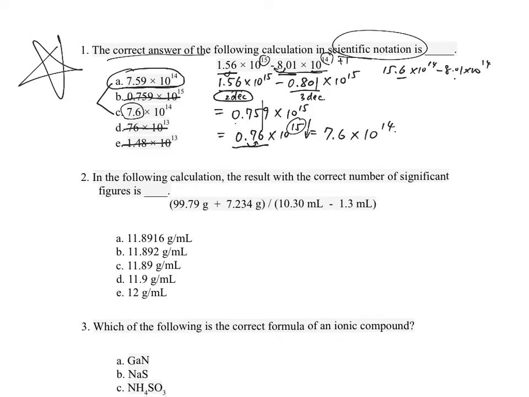That's 1 decimal, that's 2 decimal. Your result, although it's 7.59 times 10 to the 14th, is limited by 1 decimal. So you have to round it up to 7.6 times 10 to the 14th as well. So either way, the correct answer for this question is 7.6 times 10 to the 14th power.